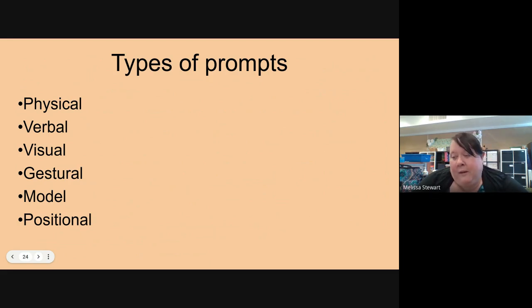A visual prompt would be showing a picture of the bathroom to signal the child that it's time to go to the bathroom. A gestural prompt might be pointing towards an elephant picture when asking the child what animal has a long trunk. If they're not able to answer, just giving a little gesture towards the correct response.